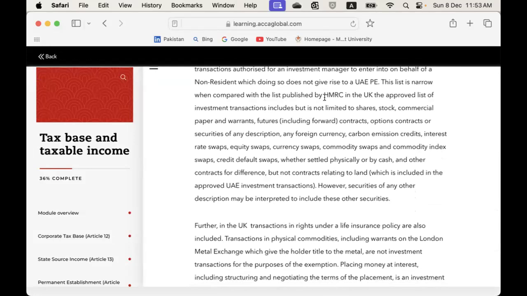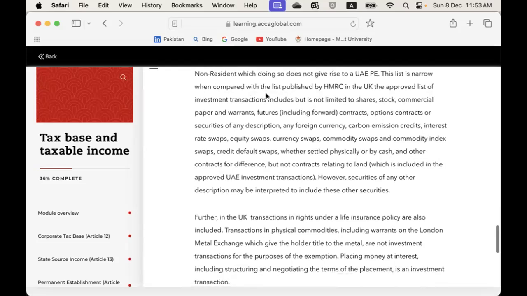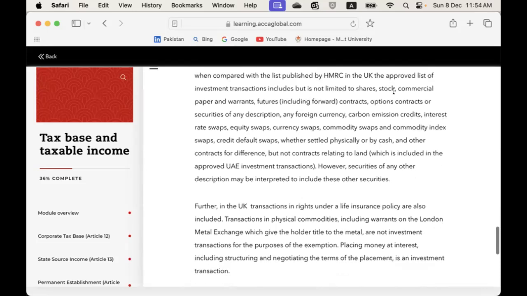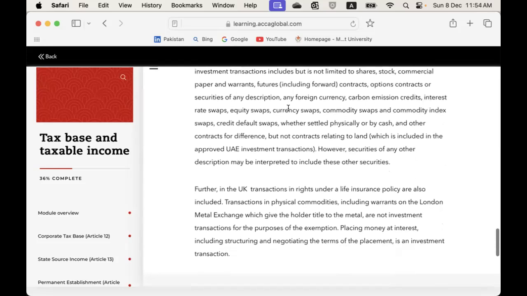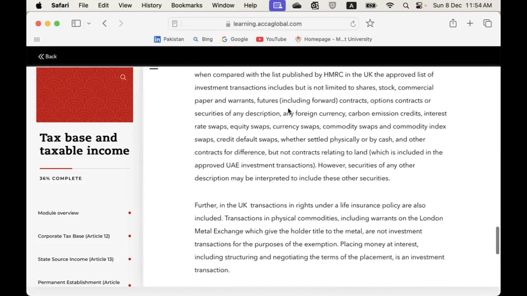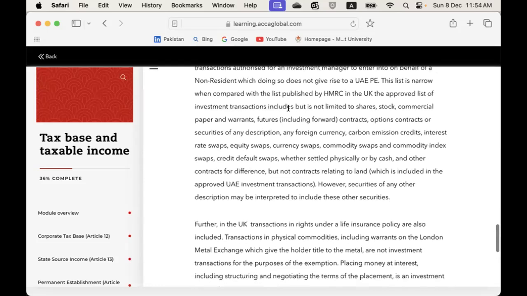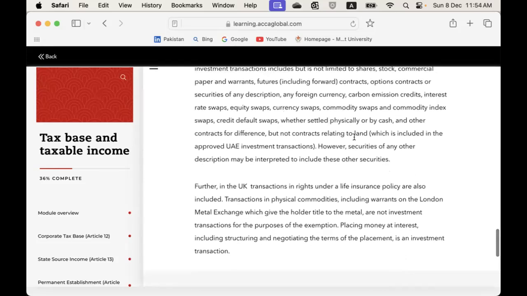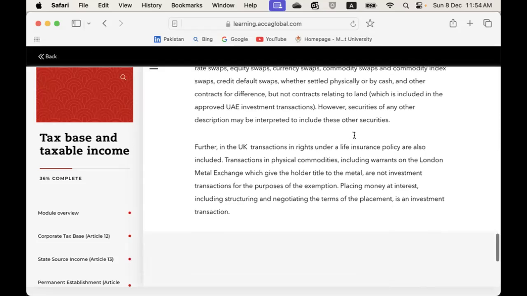So that was the list, which is narrow when compared with the list published by HMRC, His Majesty's Revenue and Customs in the UK. The approved list of investment transactions includes, but is not limited to, shares, stock, commercial paper, warranties, etc. So quite a few activities are allowed to be carried out by investment managers. Very detailed: currency swaps, hedges, derivatives, etc.